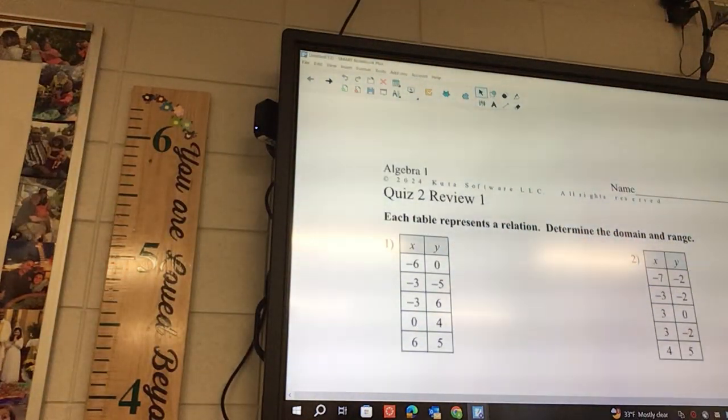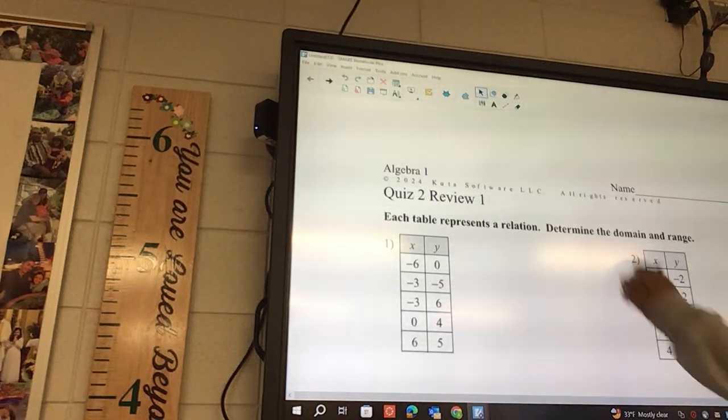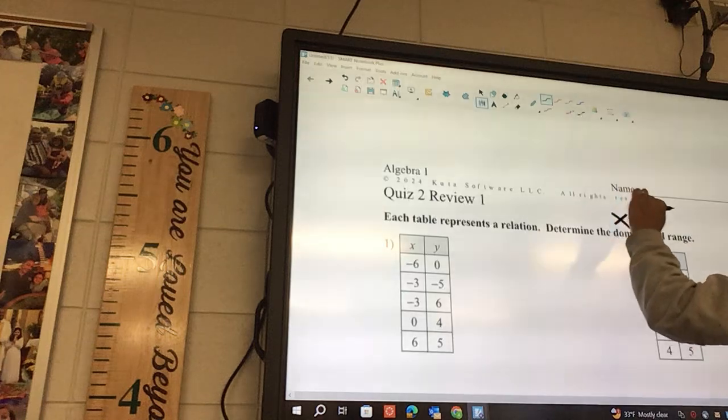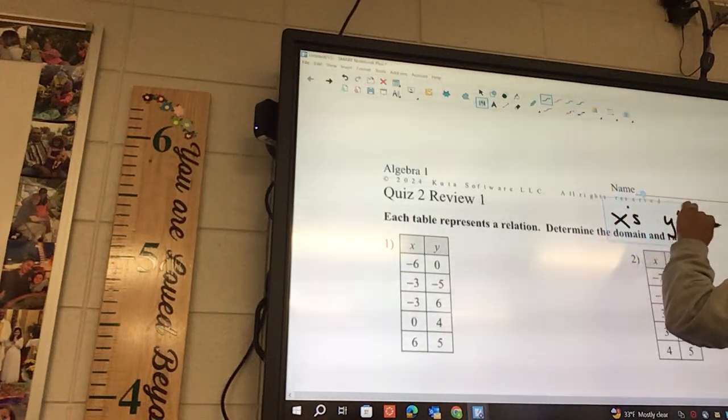Okay, and you can use this on your test. So if we look at this very first one, determine the domain and range. Which one is the domain? The x's or the y's? The x. Domain is the x's. Okay, so domain is going to be the x's, and the range then is going to be the y's.